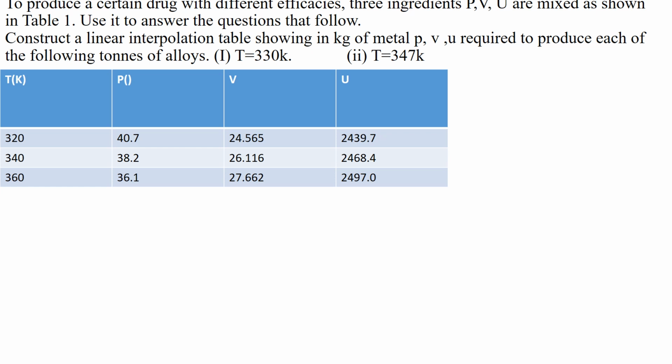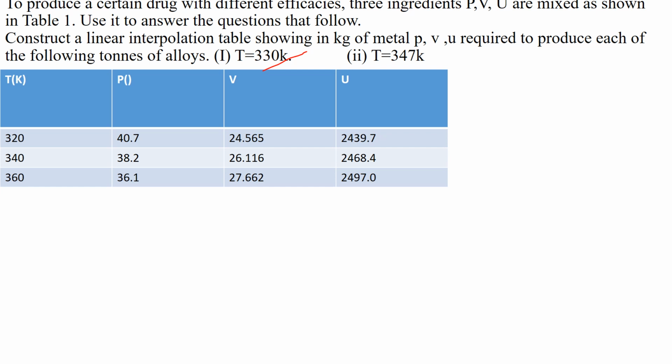So I have the table there with T, that is the temperature in Kelvin, and I have the metals P, V and U. The question tells us to construct a linear interpolation table. After we calculate the values at the given points, we are going to construct the table. To begin with the first one, I have T equals 330. So here you're going to begin with the first one.